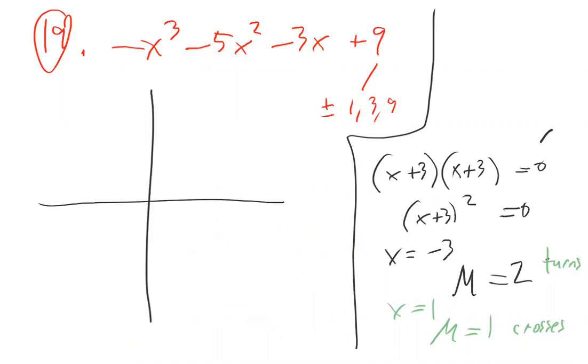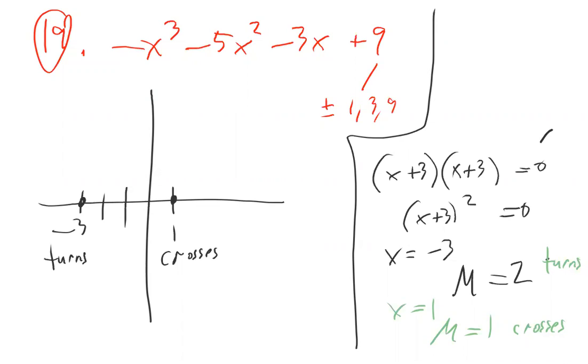So if I plot x equals -3, that x-intercept is over there, and that one turns around. And then if I plot x equals 1, that x-intercept is right there, and that one crosses. So if I plot in the x-intercepts, don't you think it'd be a good idea to plot the y-intercept as well? Well, how do you find the y-intercept? You find the y-intercept by just simply plugging in 0 for x.